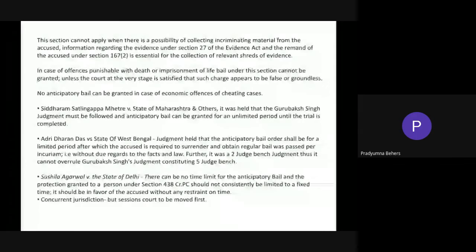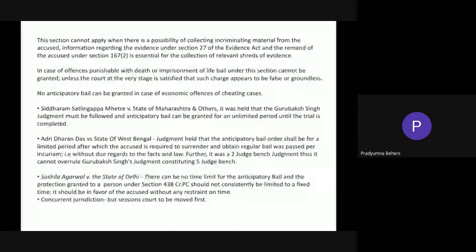All these are guidelines given in Gurbaksh Singh Sibbia. You must go through this judgment as a lawyer, as a student of law. This is a very important case which actually lays down the jurisprudence of anticipatory bail in full. In cases of offences punishable with death or imprisonment for life, bail under this section cannot be granted unless the court at the very stage is satisfied that such charge appears to be false or groundless.